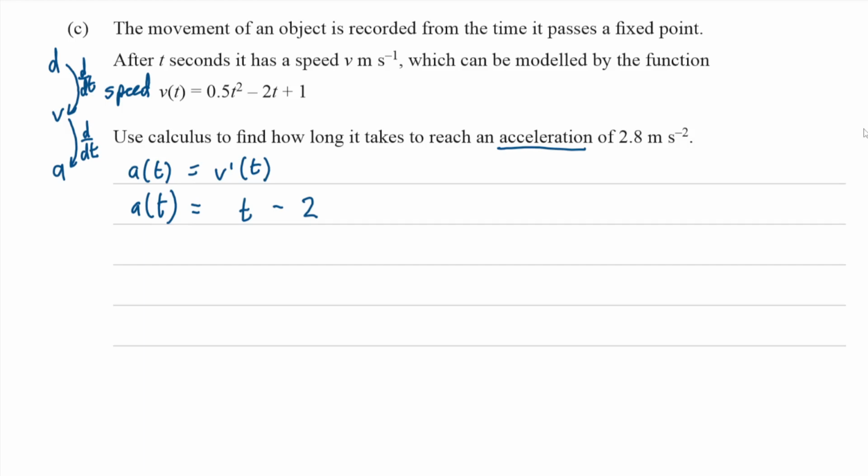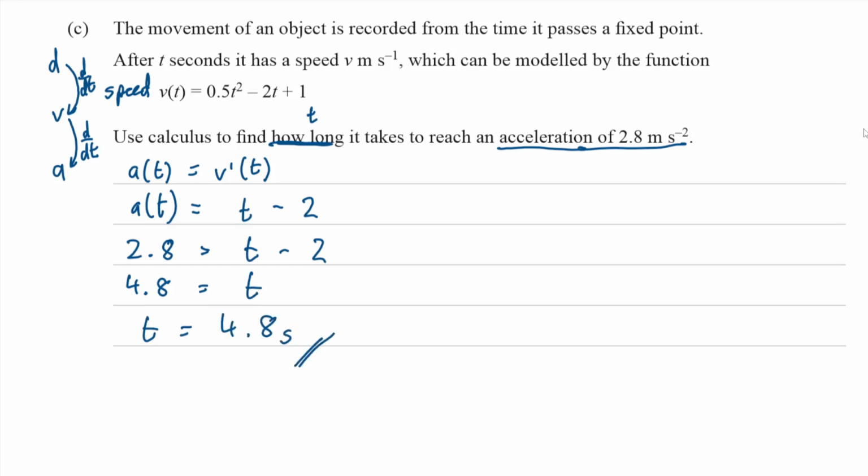Rereading the question, it asks us to find out how long, so that's the time, it takes to reach a certain acceleration. Well, we have an equation now that relates acceleration and time. So let's substitute 2.8 in for acceleration and then solve for the time it takes. So adding 2 to both sides, we get time is equal to 4.8 seconds.